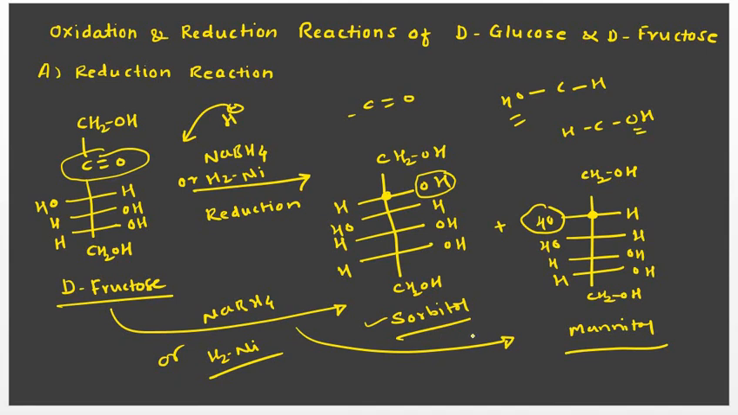So what is the difference between sorbitol and mannitol? There is a difference only at this asymmetric carbon atom. In sorbitol, the OH group is on the right hand side, and in mannitol the OH group is on the left hand side. So this is the only difference between sorbitol and mannitol. This is all about the reduction reactions of D-glucose and D-fructose. Now we will study the oxidation reactions of D-glucose and D-fructose.